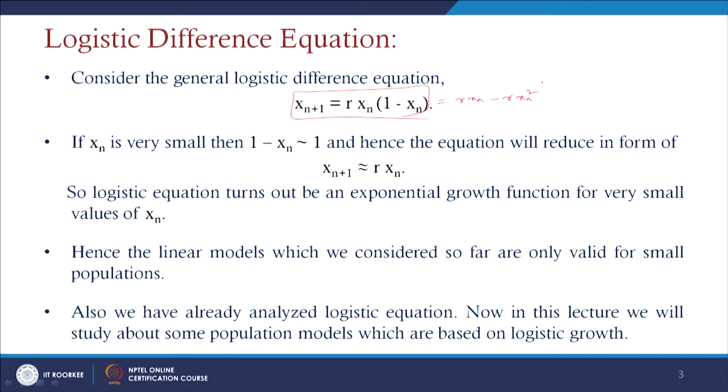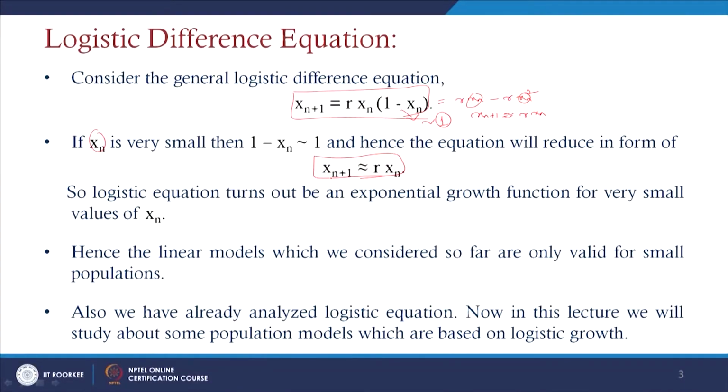And suppose x_n is very small here. If x_n is very small, then 1 minus x_n is approximated to the value 1. So our model is reduced to the form x_{n+1} is approximately r x_n. So, the logistic model or this equation will turn out to be an exponential growth function for small values of x_n. Hence, the linear models which we considered so far are only valid for small populations.